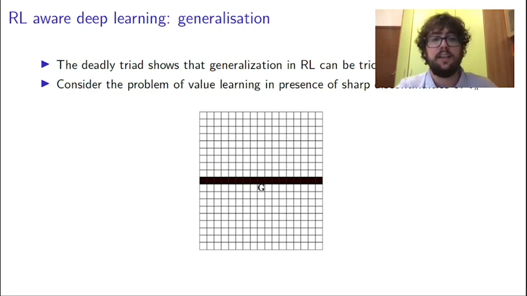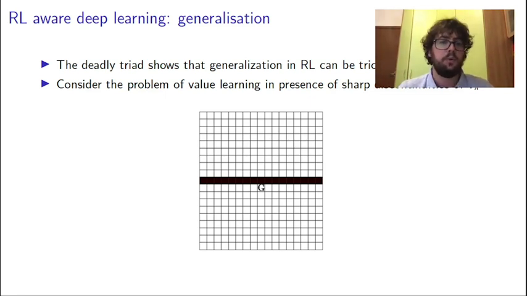So in the plot in this slide, we have a grid world where an agent might move from any cell to any of the neighbor cells. But the grid world is split in two parts, separated by a wall. So if an agent starts on the top, it will not be able to reach the bottom portion of the grid world, and vice versa.